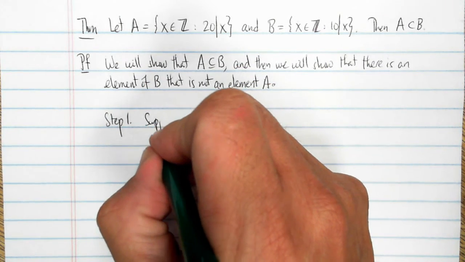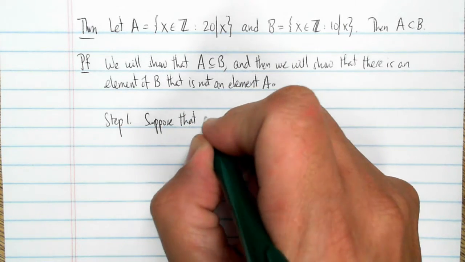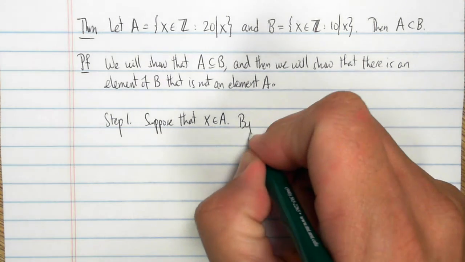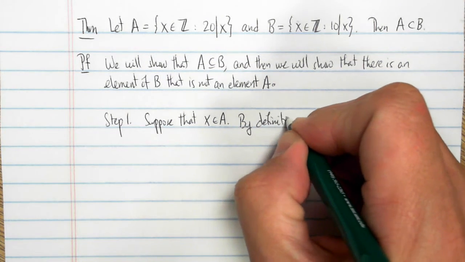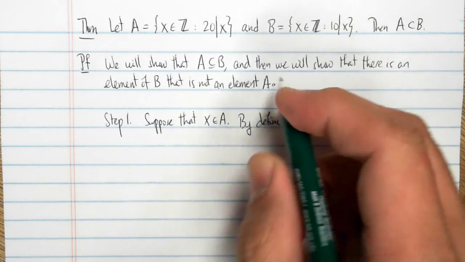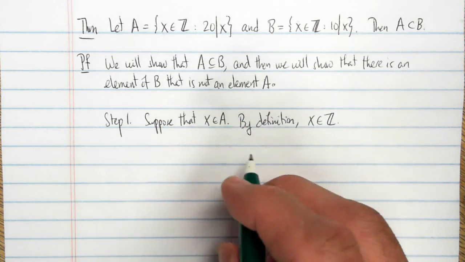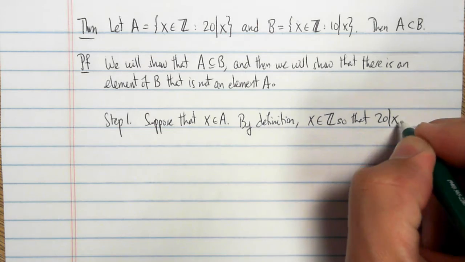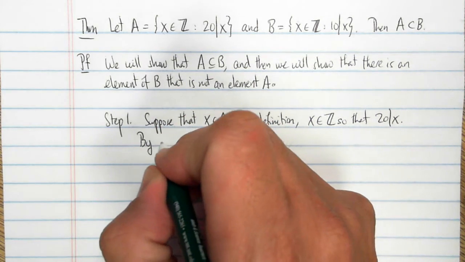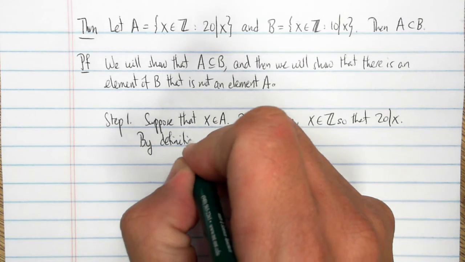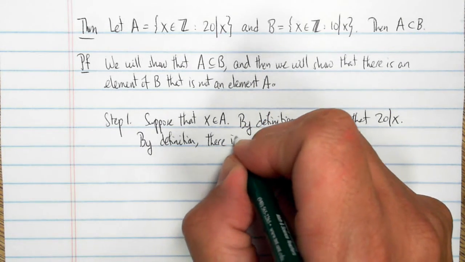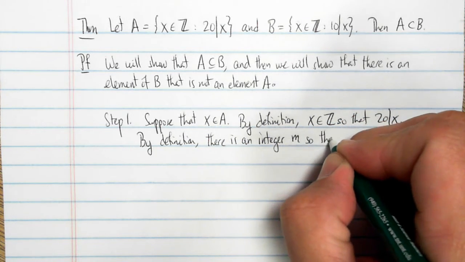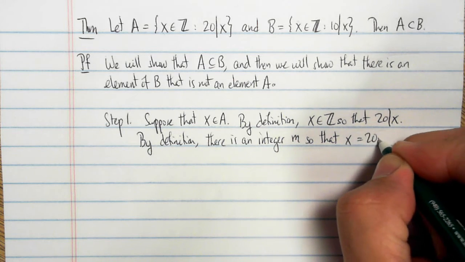Suppose that X is an element of A. I will now show that X is an element of B. By definition, X is an integer. If X is an element of A, that means X is an integer, so that 20 divides X. By definition, there is an integer, I'll call it M, so that X is equal to 20 times M.